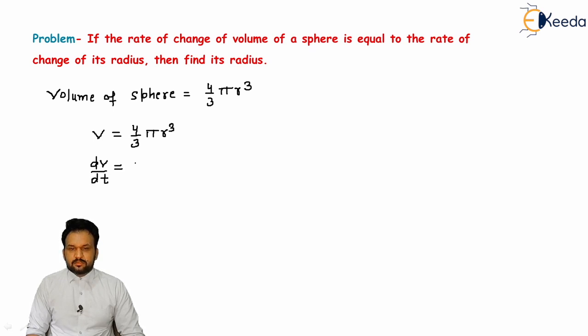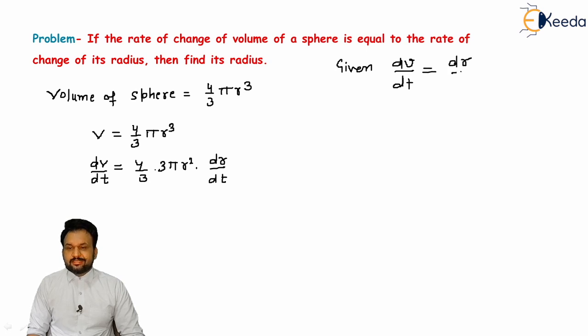It becomes 4 by 3 into 3 pi r square, and r gives dr by dt. So my dear friends, it is given to you that the rate of change in volume, dV by dt, is equal to the rate of change in radius, dr by dt. Both are equal. So from this equation I can replace dV by dt with dr by dt. You can write dr by dt is equal to, we will cancel the 3, and it becomes 4 pi r square into dr by dt.